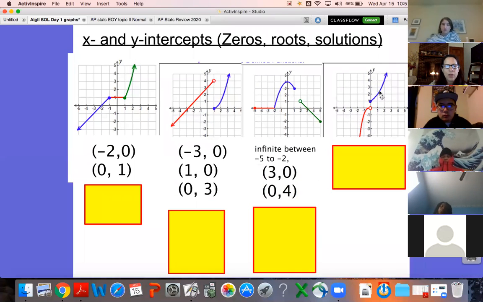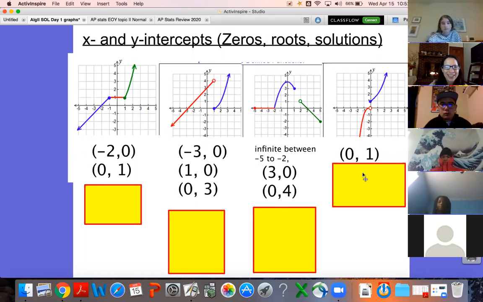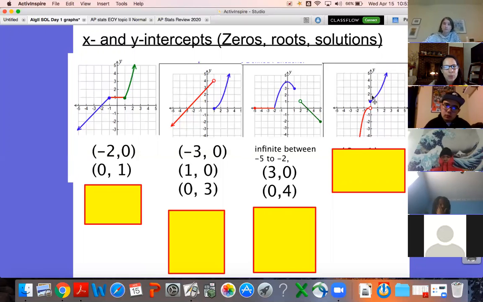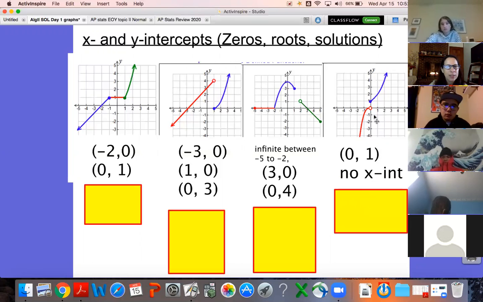Okay, and then on this graph, what is my x-intercept? You don't have one. Good. Sorry, that's the y-intercept. The y-intercept is at 0, 1. The x-intercept doesn't exist because an open bubble means there's no actual point here. Okay? So that's x and y-intercepts, and we're going to move forward.